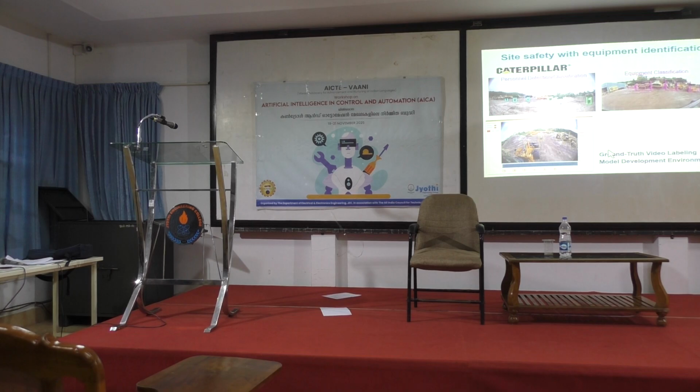Personnel detection and classification. In any area, they are immediately identifying the person, and vehicle identification: what kind of equipment classification, and whether the vehicle is a two-wheeler or a car, what color. Everything they are identifying using image processing only.